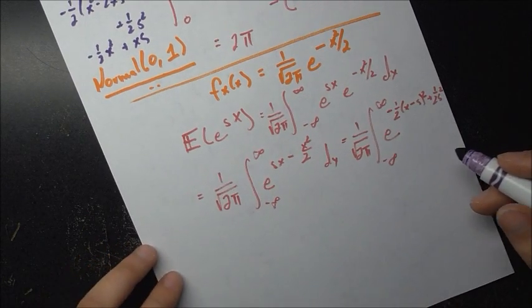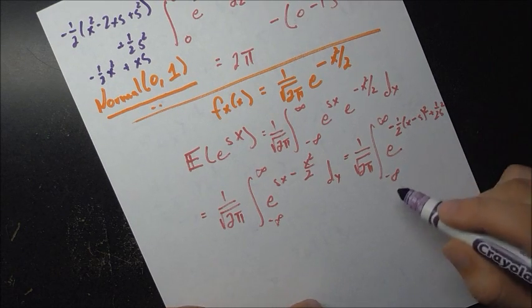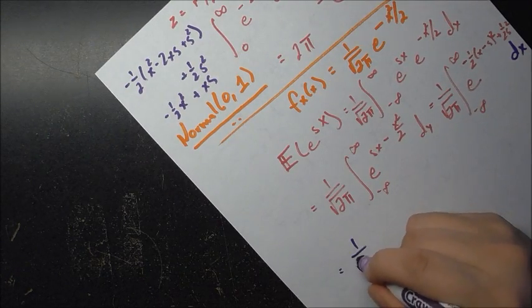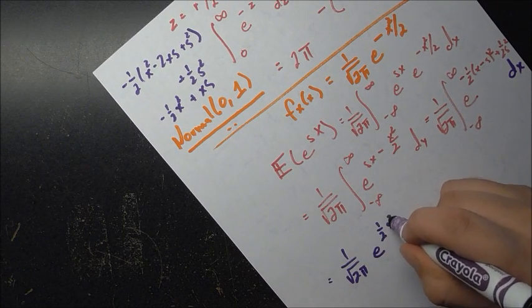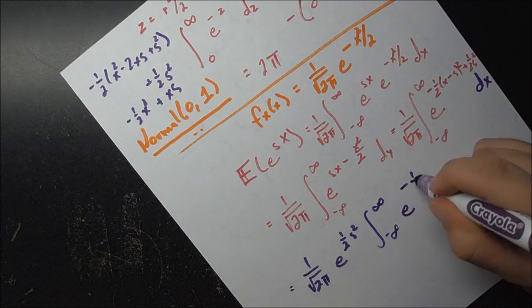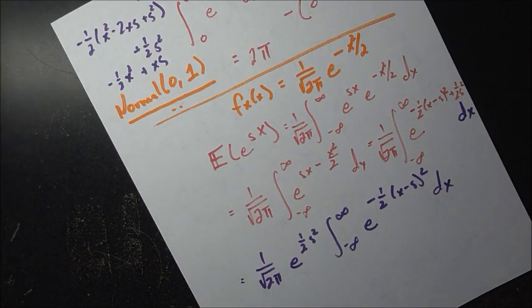Okay, so this is correct, and it makes it nicer for us because now we can take this e to the 1/2 s squared. It had nothing to do with x, so we can just take it out. So we have 1 over radical 2 pi. We get e to the 1/2 s squared, integral negative infinity to infinity, e to the negative 1/2 (x minus s) squared dx. Now let's notice something.